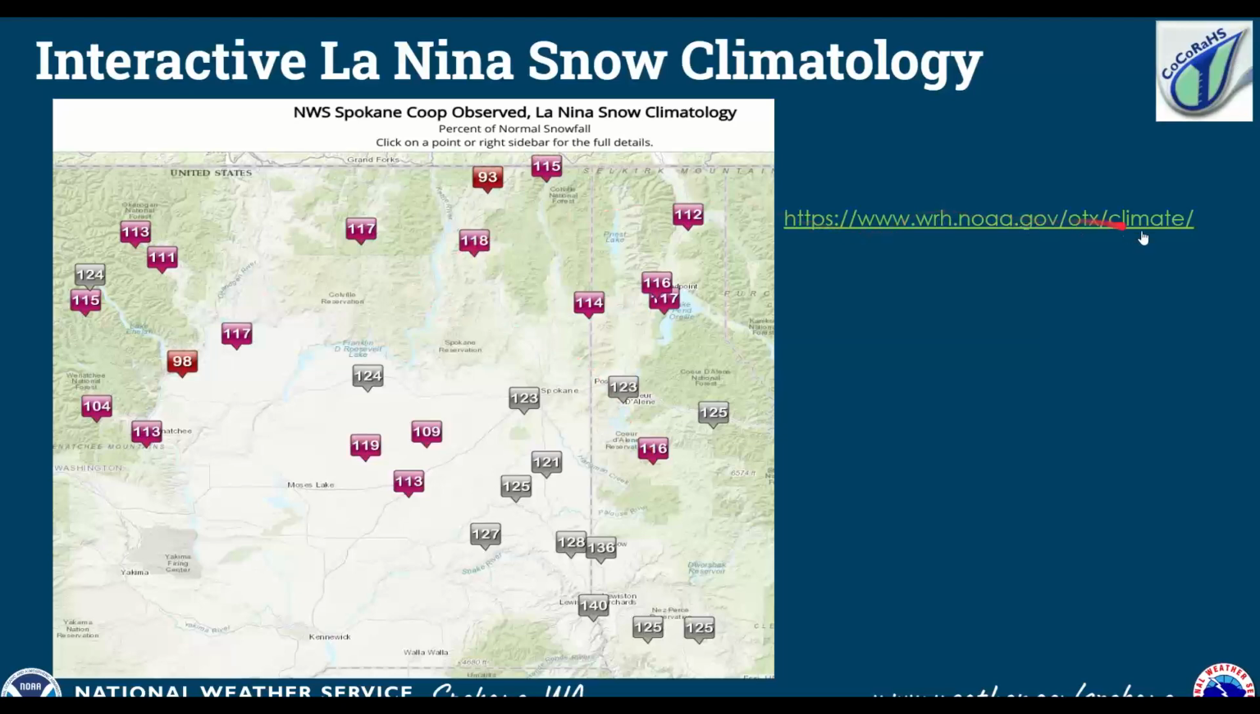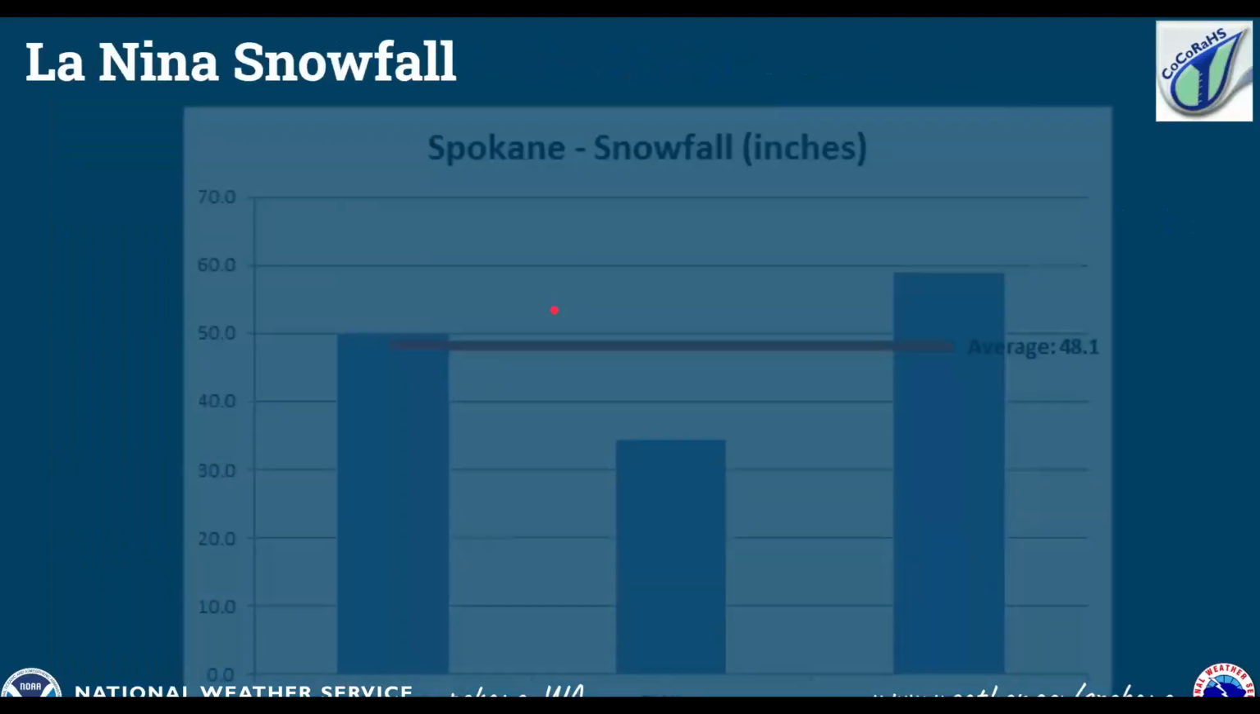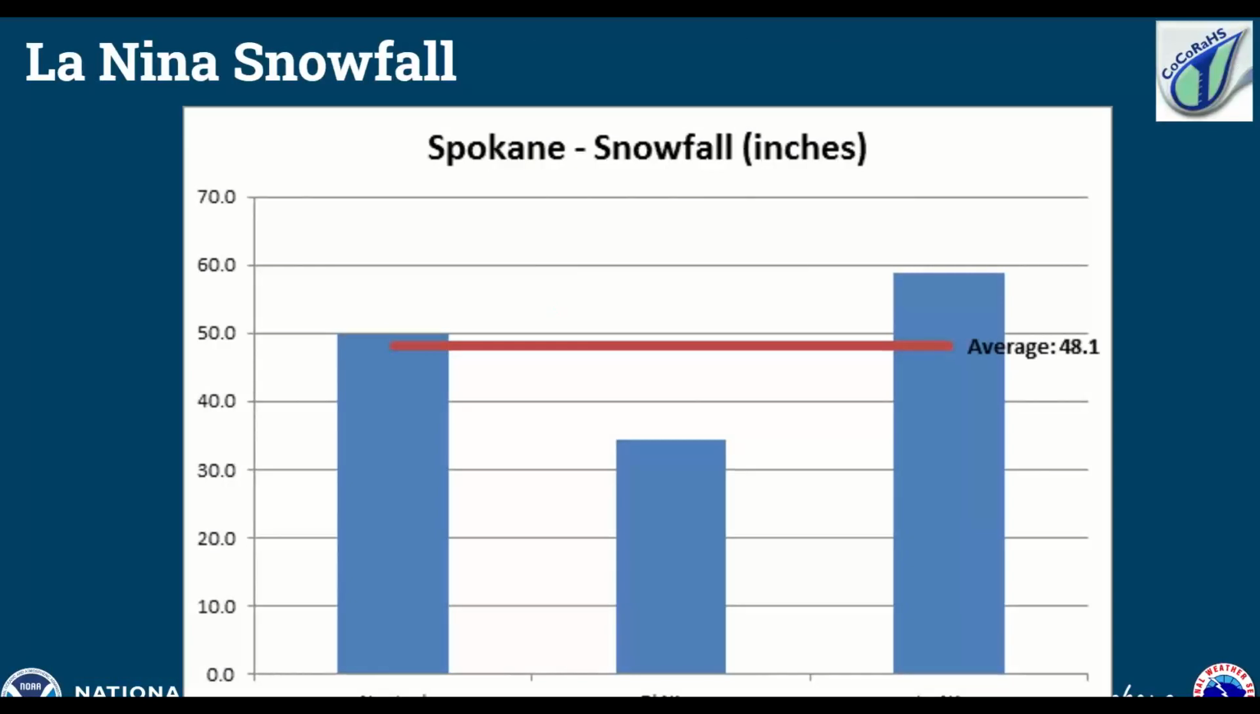And we have a link right here from our webpage that you can check out some of these locations for yourself and see what the differences are for many sites across the inland Northwest. So, for example, here's Spokane. For a La Nina year, first of all, this red line will show what the average snow is. For Spokane, just over 48 inches. Under a La Nina year, we see on average just shy of 60 inches of snow.